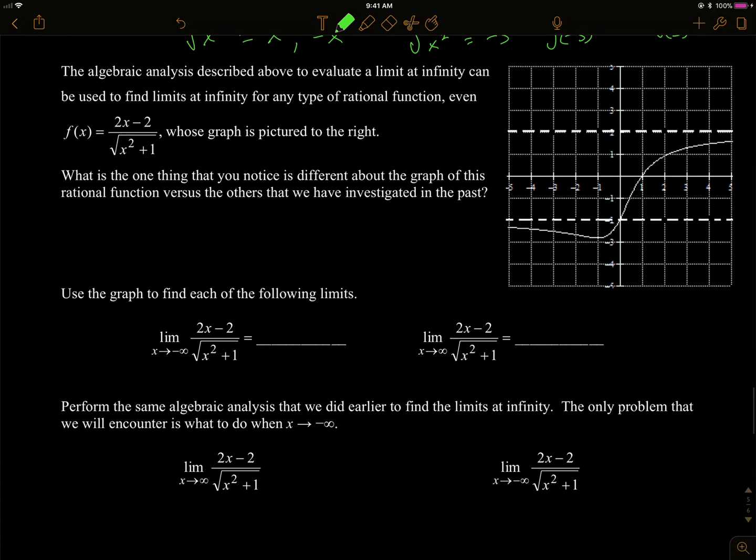So what's the one thing that's different? There are 2 different horizontal asymptotes. And remember, asymptotes are end behavior. So on one end of the graph, it's going to approach one horizontal asymptote. On the other end of the graph, it's going to approach the other one. That's why there are 2 of them.